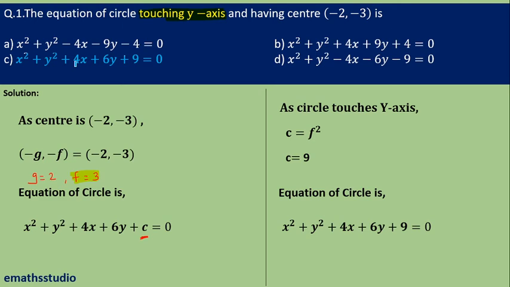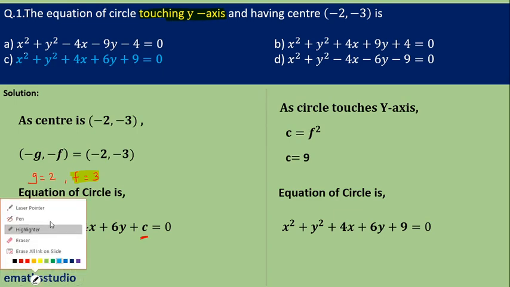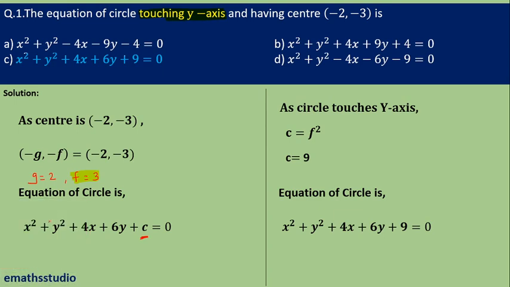Now check, this is a very simple, or maybe I can say easy, method to determine the equation of a circle. Obviously, you need to prepare a few things, like you must know the general equation of a circle. You must know what the condition is if a circle is touching the y-axis. If all these things are known, then you can solve such questions very easily.